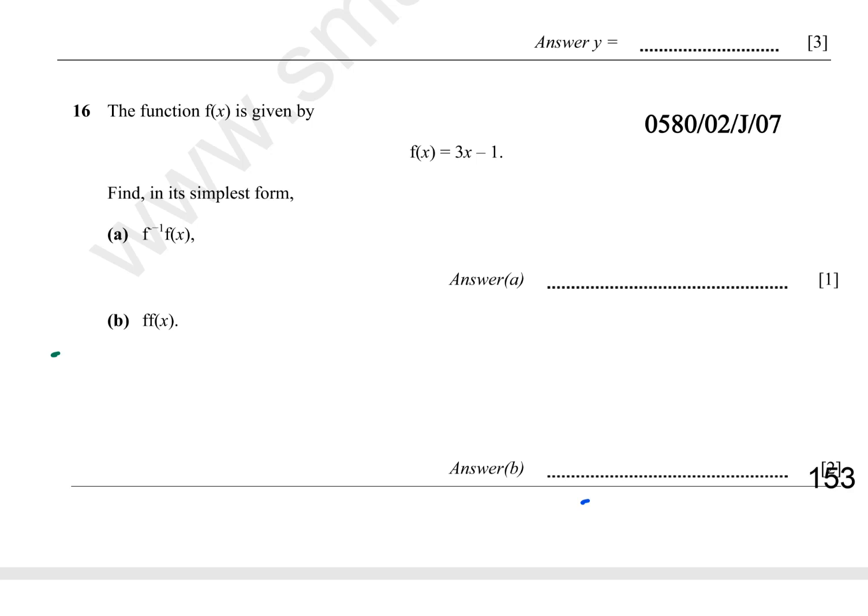Now remember, there's no need to find the inverse and then plug the value of f(x) into it. Always remember, this is a rule of functions. f inverse f(x) is always equal to x. So you just have to write this, that's it.